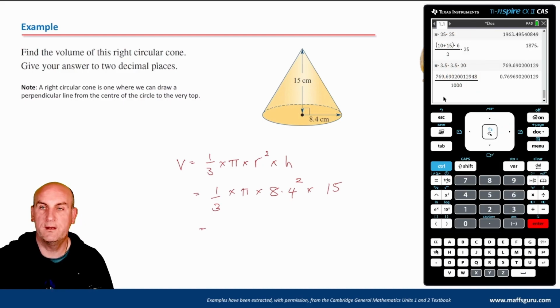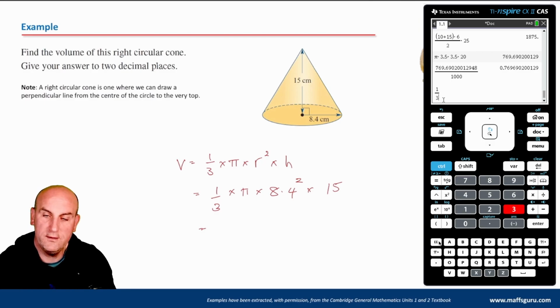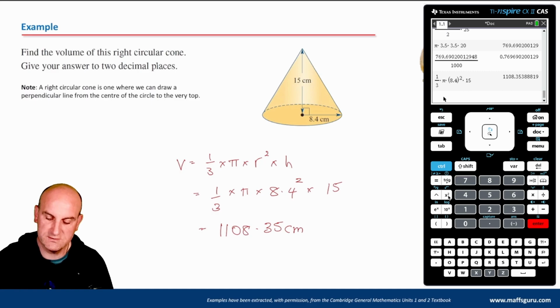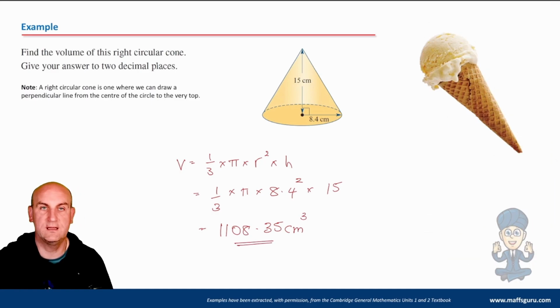Can't do that in my head, but I have my calculator that can do it for me. So let's do 1/3, times by pi. Hit enter. I'm going to times that by 8.4. Let's use the squared button this time. Squared. And I'm going to times that by 15. Hit enter. Gives me, correct to 2 decimal places, 1108.35. My units are centimeters. It is a volume, so it has to be a floaty 3. Ka-ching!